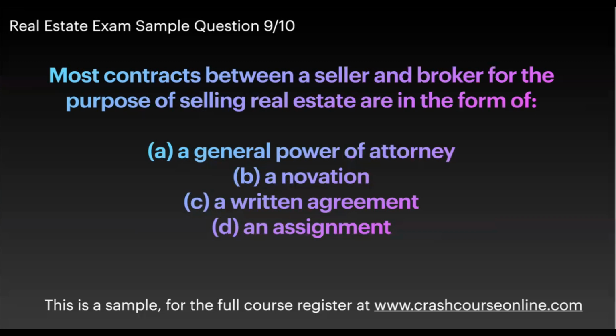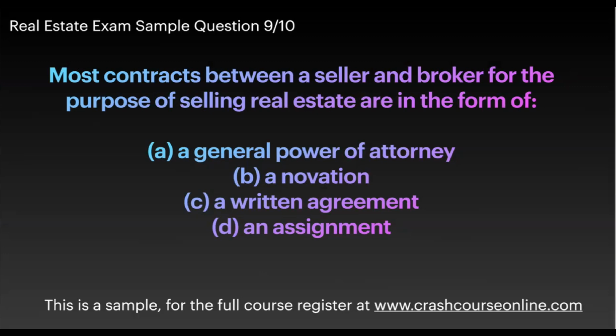Answer choice B says a novation. A novation is substituting one agreement for another. That's not right. Answer choice C says a written agreement. That's our right answer. Most contracts between a seller and a broker for the purpose of selling real estate are going to be in the form of a written agreement. Sellers and their brokers are going to sign a written document with one another in order to have a meeting of the minds in terms of the listing.